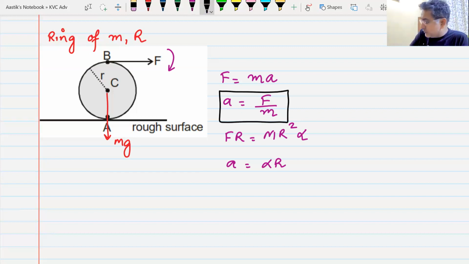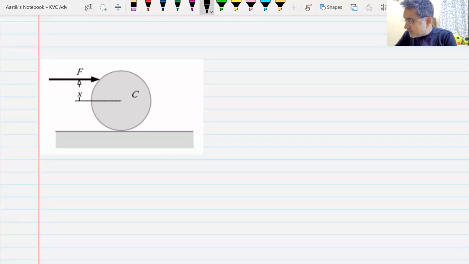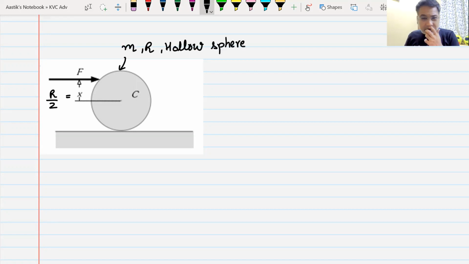Now we move on to one more last one on this. Here the value of x is given as r by 2. This is a hollow sphere, mass m, radius r. So you have all three types of questions, so that you can feel confident that you know everything you need to know about this. I'll give you 2 minutes to solve this.